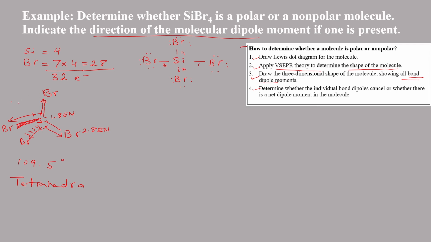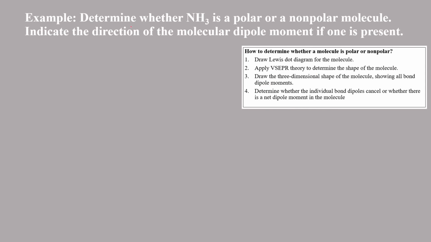In this case, if I ask this question to myself, that we have four bromines pulling this silicon towards themselves with the same strength, will this silicon move? My answer is no, silicon will not move. And if the silicon will not move, this molecule will be a non-polar molecule. And for a non-polar molecule, we don't have any net dipole moment, so I'm not going to draw any net dipole moment here. Let's do another example.